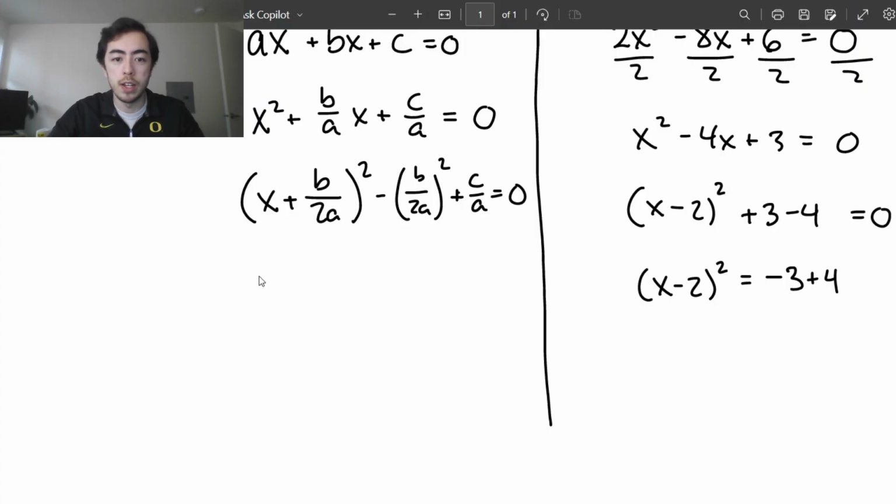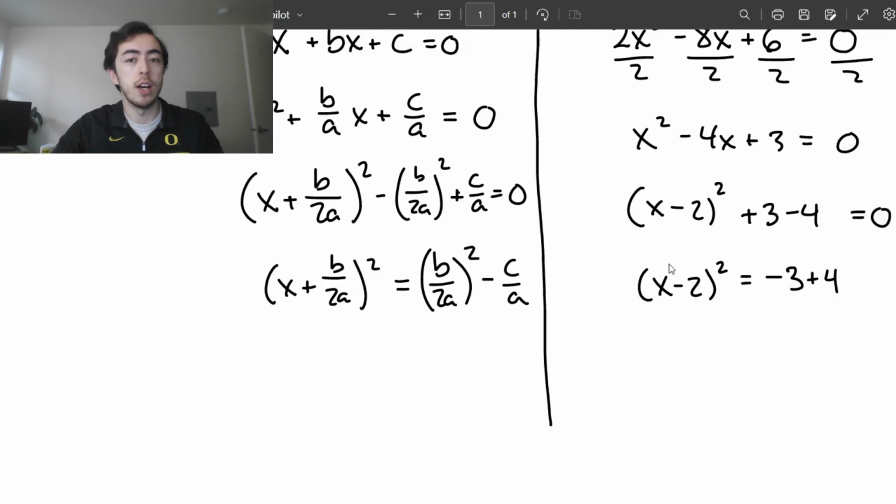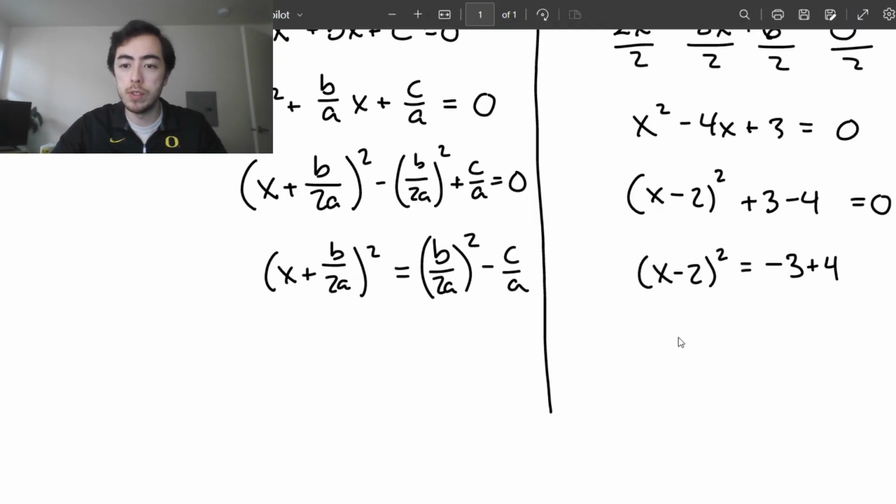And on my left side, I will keep my squared term the same, and I will move to the other side of the equation the other constant terms on the end. So I'll get b over 2a all squared minus c over a. The next step to try to isolate x is to square root both sides. So I'll get x minus 2.